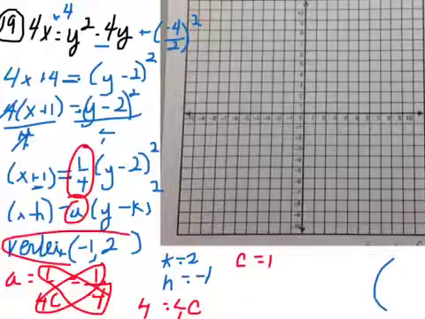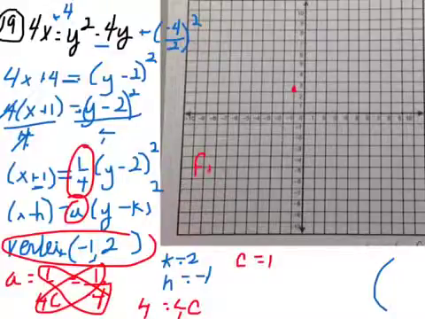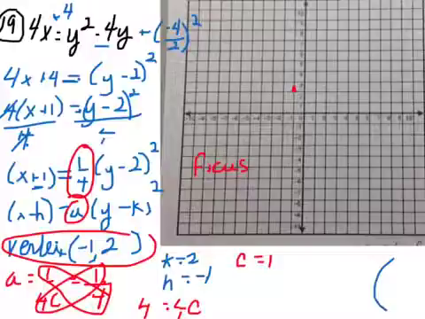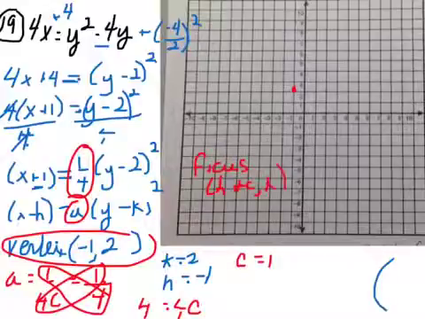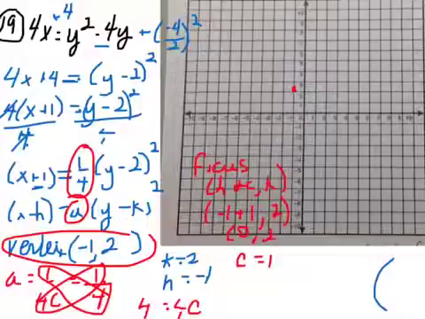We've already got our vertex. Let's put it on there. Negative 1, 2. It's going to open to the right. And we can find our focus. Okay, so let me just come over here. I'll just use some of this space here. Our focus is H plus C comma K. So H is negative 1 plus C is 1, and then our K here was 2. So that's going to be 0, 2 is my focus.